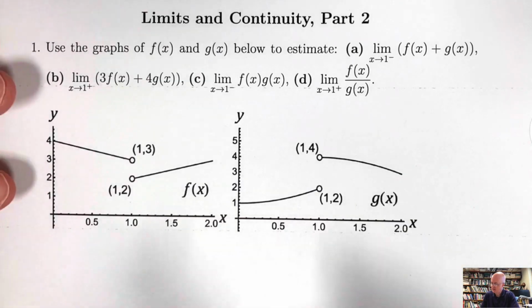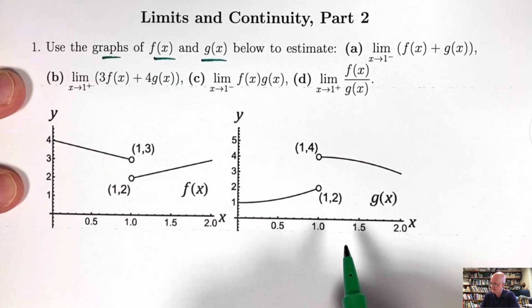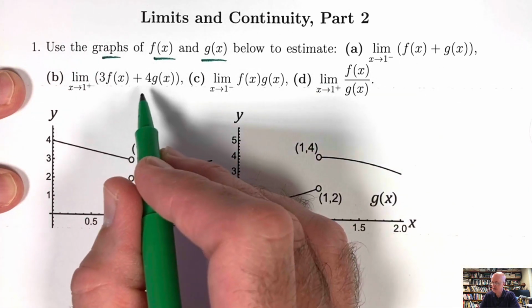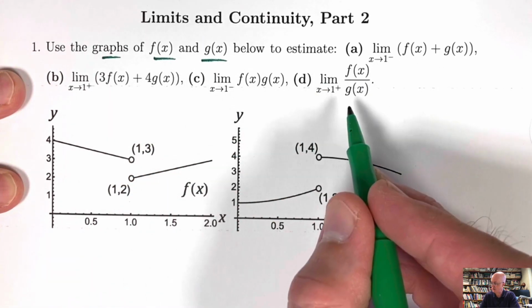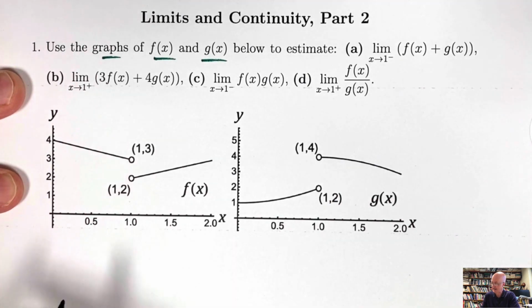In part 2 of limits and continuity, the main focus is on properties of limits and also infinite limits related to vertical and horizontal asymptotes. Problem 1 says to use the graphs of f of x and g of x that you see below to estimate the following limits that are related to sums, linear combinations, products, and quotients. We also see that these are related to left and right hand limits. We talked about that graphically last time.